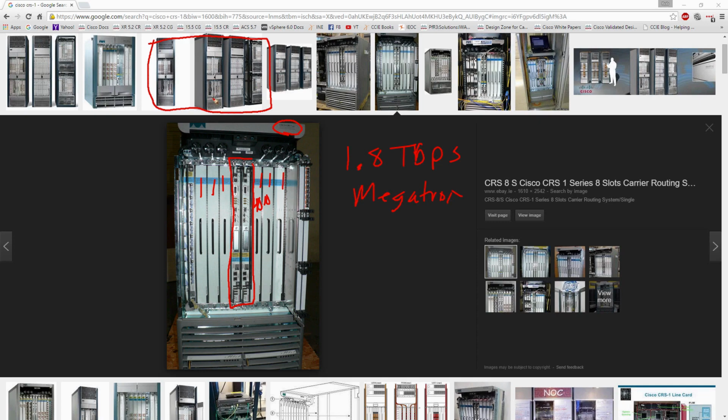So that's going to be one of the interesting things about these platforms. When I talk about 1.8 terabits per second, that is chassis total, not line card port level. That is not line card specific. That's chassis total backplane forwarding capability. So it's a very, very fast platform, very, very scalable.